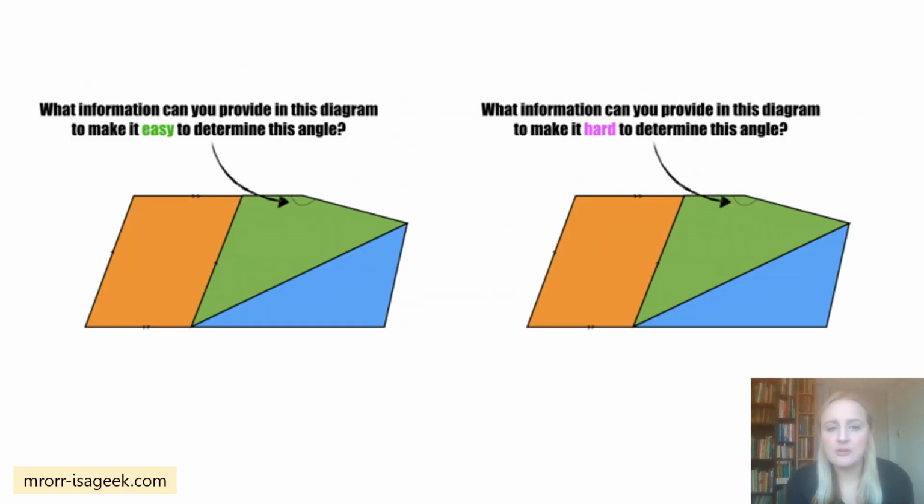This is from a website, mrorisageek.com, and it's really interesting here. It's like, in this particular diagram, what information can you provide to make it easy to get that angle? For example, I could fill in the other three angles in the green quadrilateral, and then it's really easy to get that angle. All I have to do is 360 subtract the other angles. But what information can you provide to make it hard to determine this angle? Well, you think, what could I put on that, and would it be enough information? What's the minimum amount of information I can provide so that I can work that out? And that really takes some reasoning.